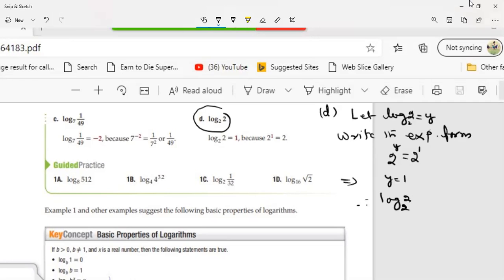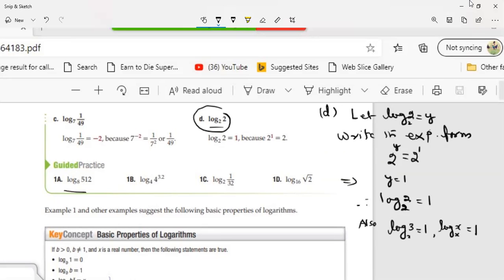This 2 should be written small, this should be big. So log 2 to the base 2 is equal to 1, like this. This shows that you can remember that log of any number to the same base is 1. If you write log 3 to the base 3, that will also equal 1. In general, log x to the base x is always equal to 1.